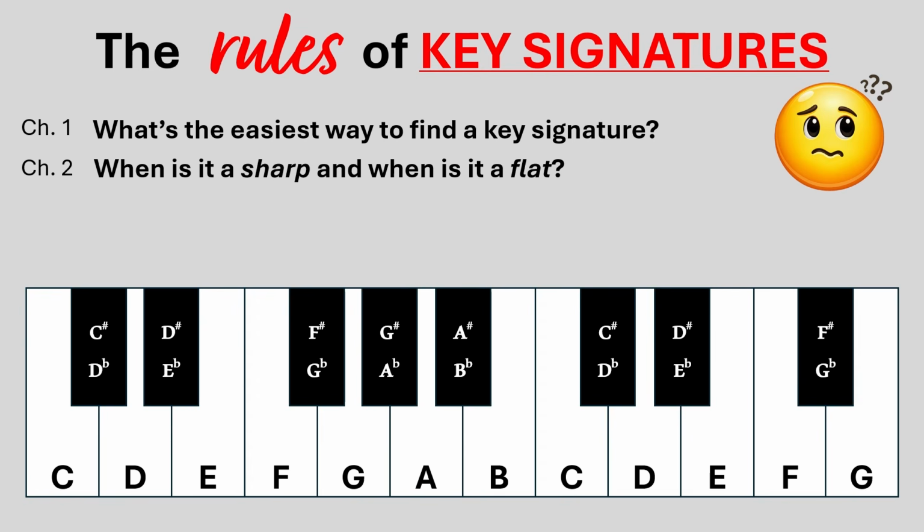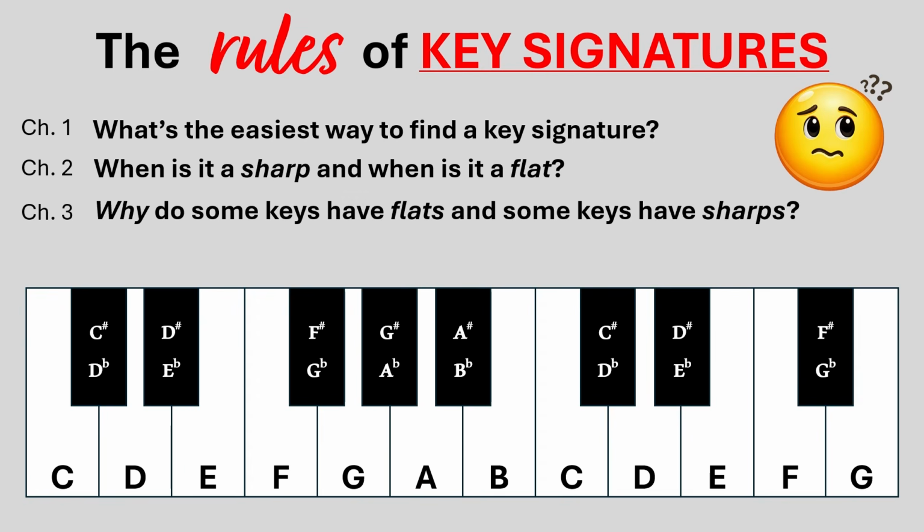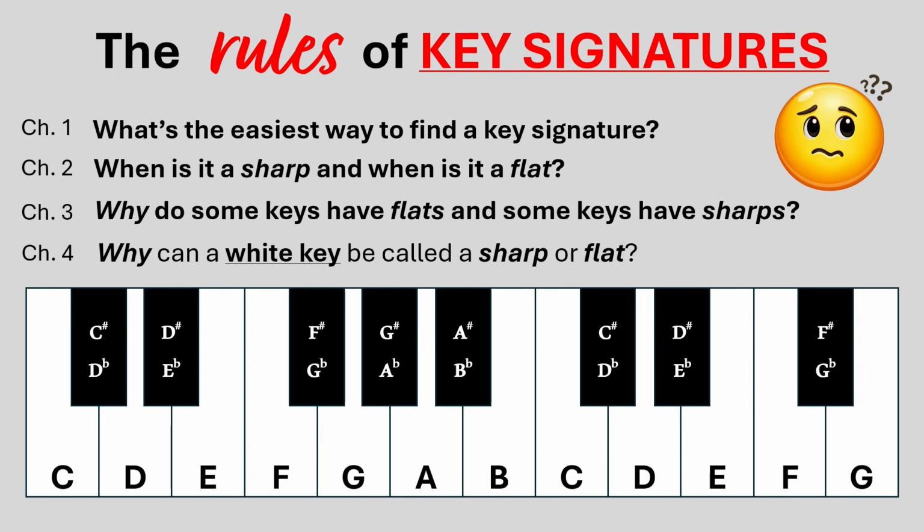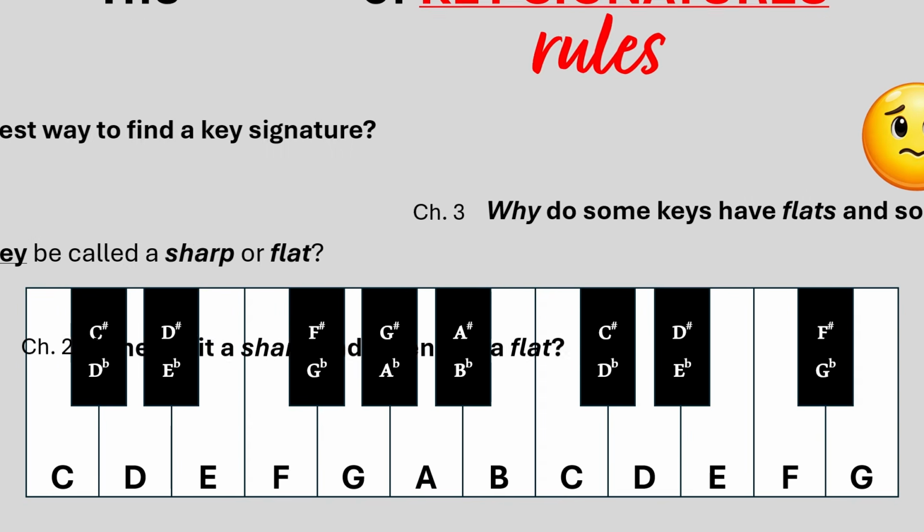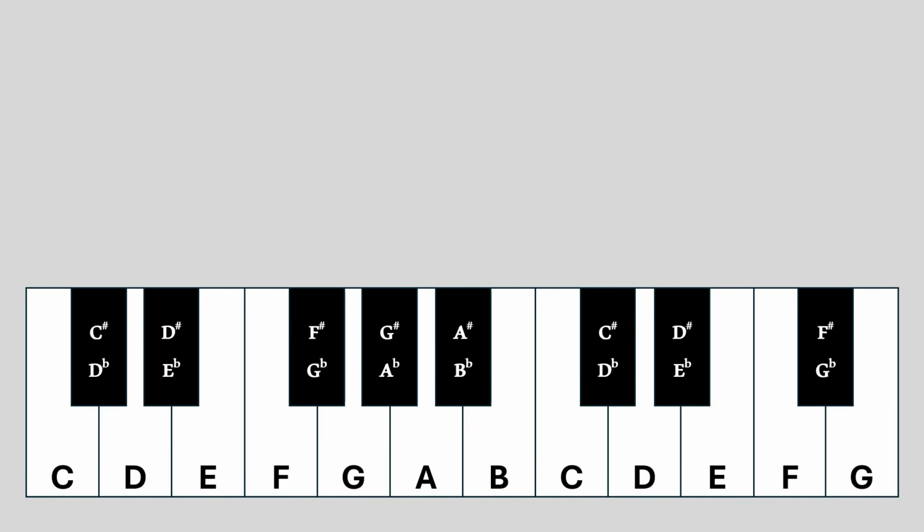In Chapter 3, I will show you why we have sharps and flats when they appear to be exactly the same note. And in Chapter 4, I will show you why white notes are sometimes called sharps and flats. We're going to use a system of tones or whole steps and semitones or half steps to find the key signature of any major scale.